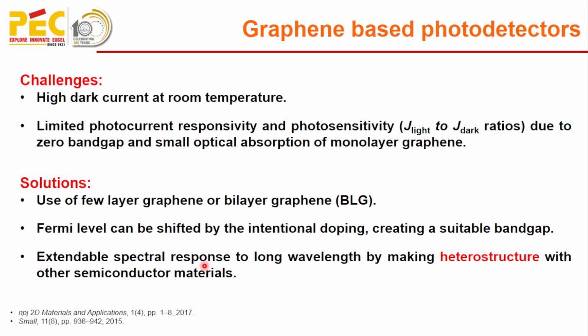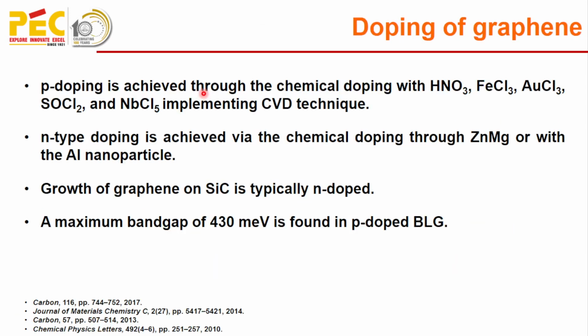The p-type doping of graphene can be achieved through nitric acid, ferric chloride, gold trichloride, thionyl chloride, and niobium chloride via the chemical vaporization technique. The n-type doping of graphene can be achieved through zinc, magnesium, or aluminum nanoparticles. Growing graphene on silicon carbide gives n-doped graphene, and to the best of my knowledge, a maximum band gap of 430 millielectron volts is found in p-type graphene, which will increase the conductivity and also the carrier concentration of the graphene layers.